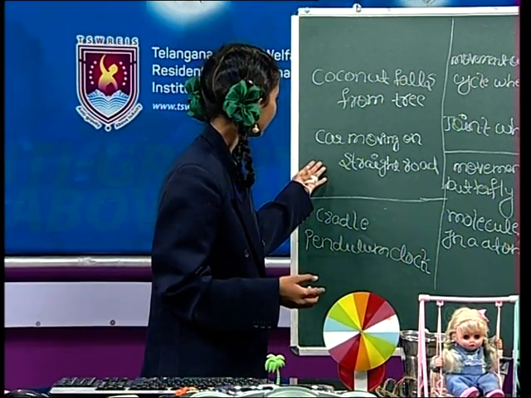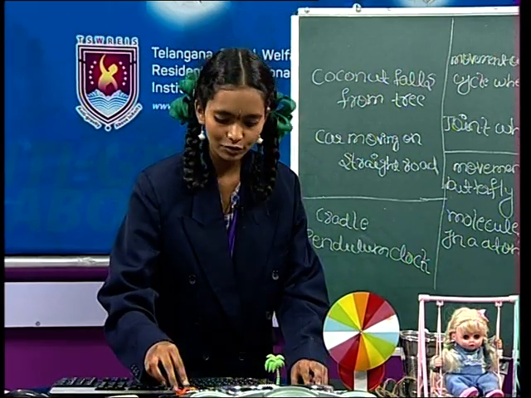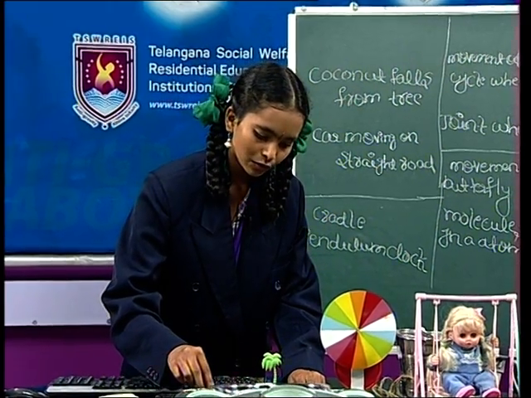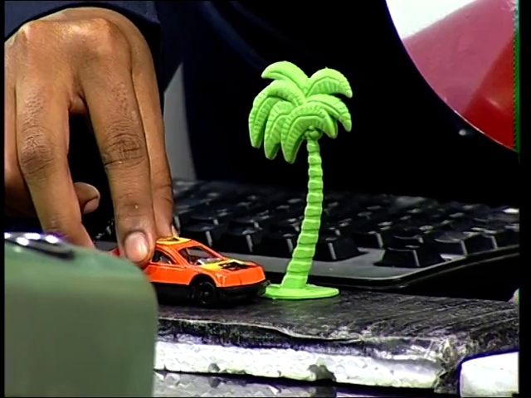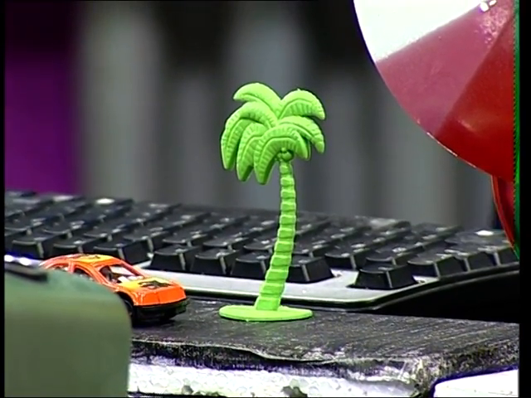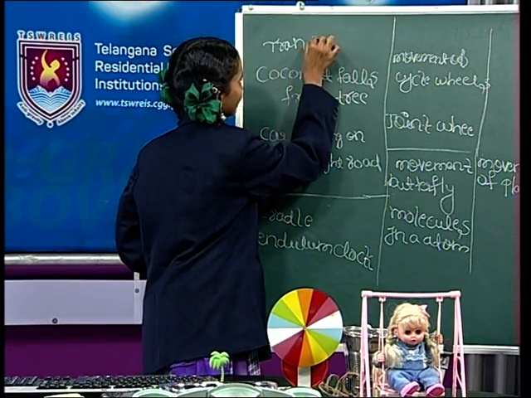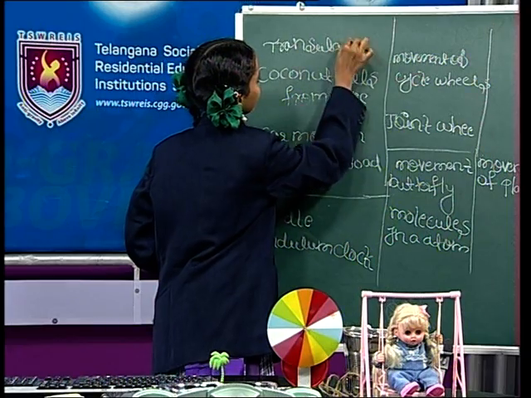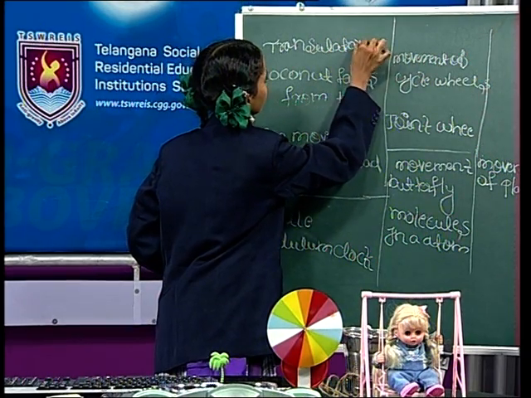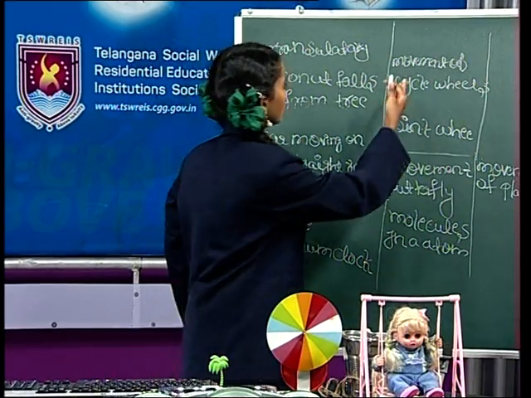Or else we take what we have here, a car moving on a straight road. How does it move? It moves in a straight path. In the road, it is moving in a straight path. So this type of motion is known as translatory motion. Translatory motion.